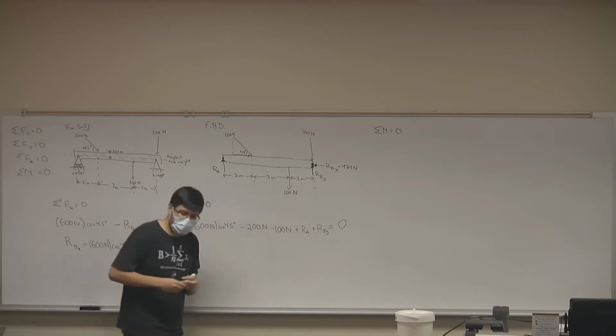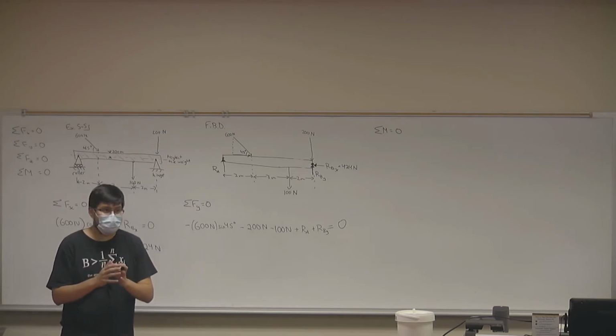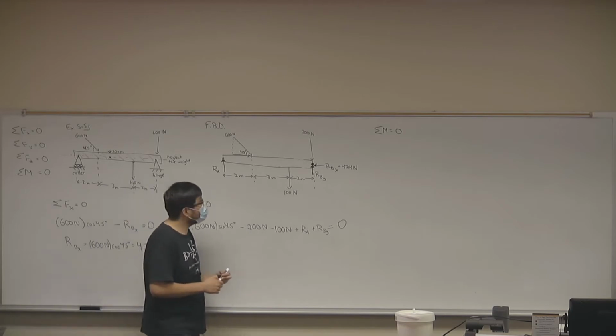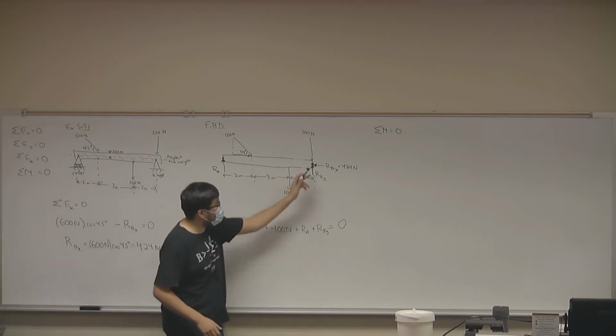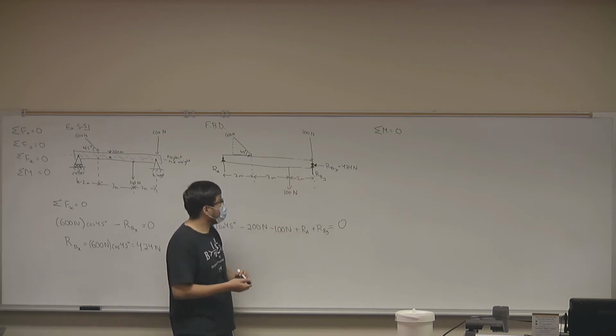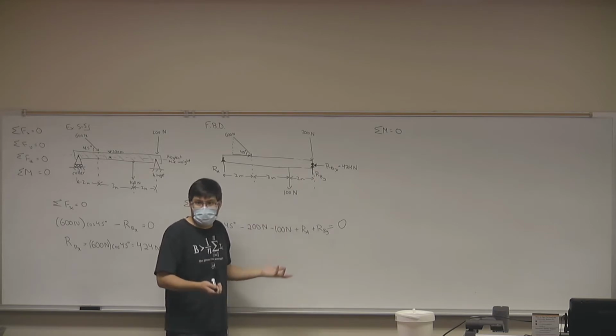Now, if you don't understand that, think: moment is force times distance. Can we also eliminate 200 at this point? Yes, because it's in line as well. That's correct. Moment is force times distance, right? So what's the distance between this force and this point? 0. So there's no moment.